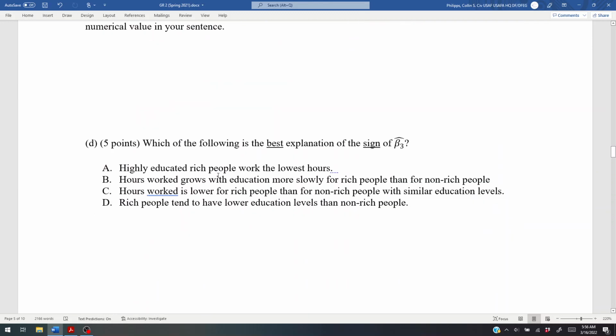Which one of these is that? Hours worked grows with education more slowly for rich people than for non-rich people. Hours worked is lower for rich people. No. Rich people tend to have lower education. No. Hours worked grows. The marginal effect is lower for rich people than for non-rich people. Got it. B. B is the good one.